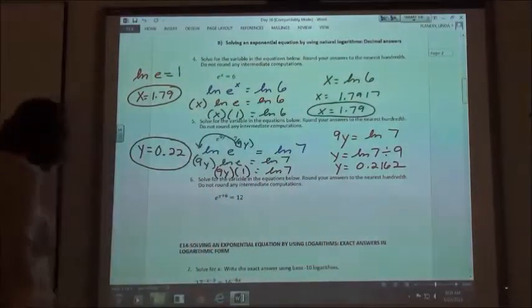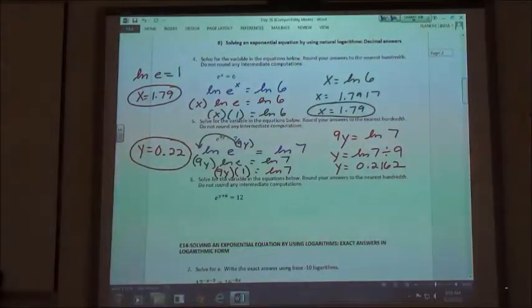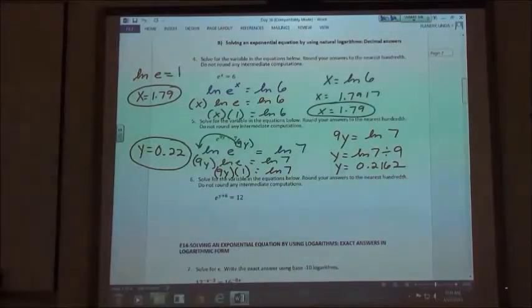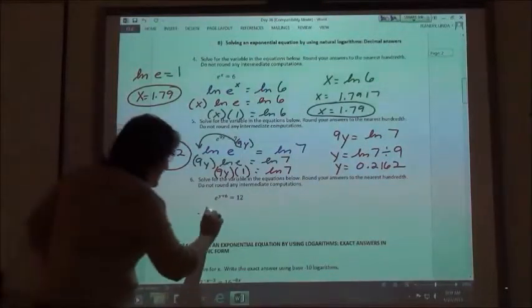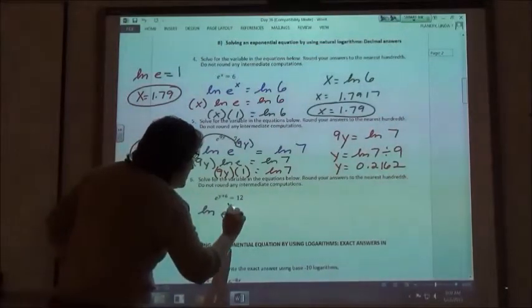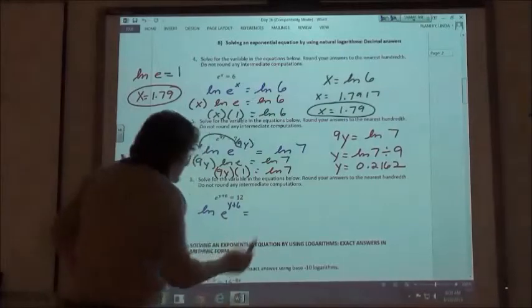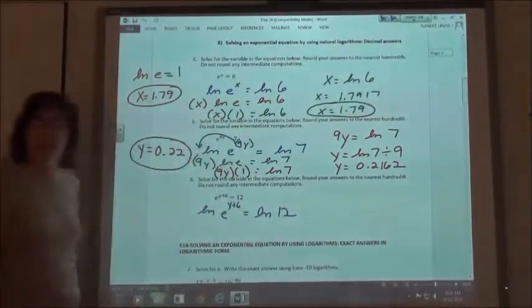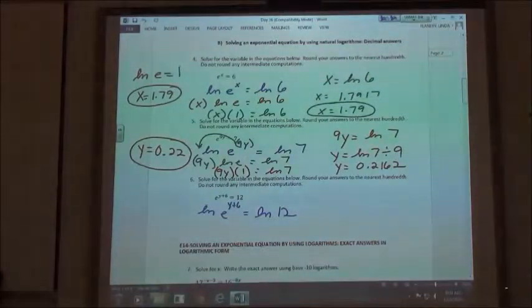So number 6, same kind of thing, just a little different because now we have an adding in there instead of a multiplying, but we'll figure that out at the end. What should we do first? Natural log of e to the y plus 6 equals 12. If I do it to one side, I've got to do it to the other side, right? So I'm going to take the natural log of both sides since I have that base e.